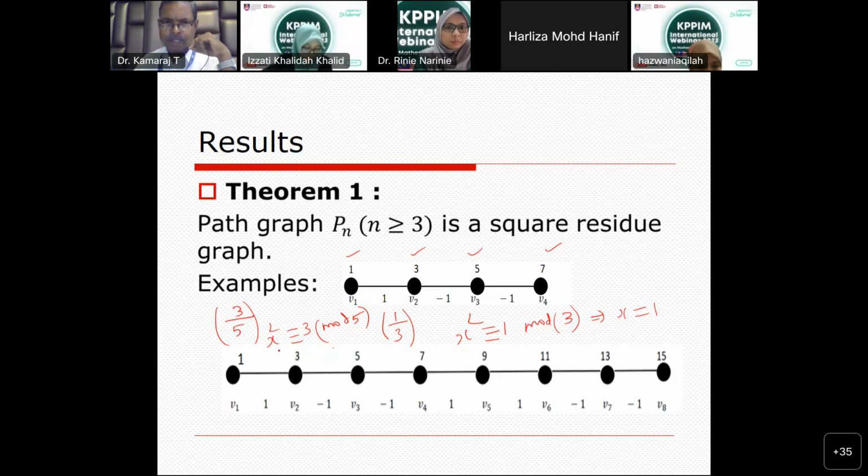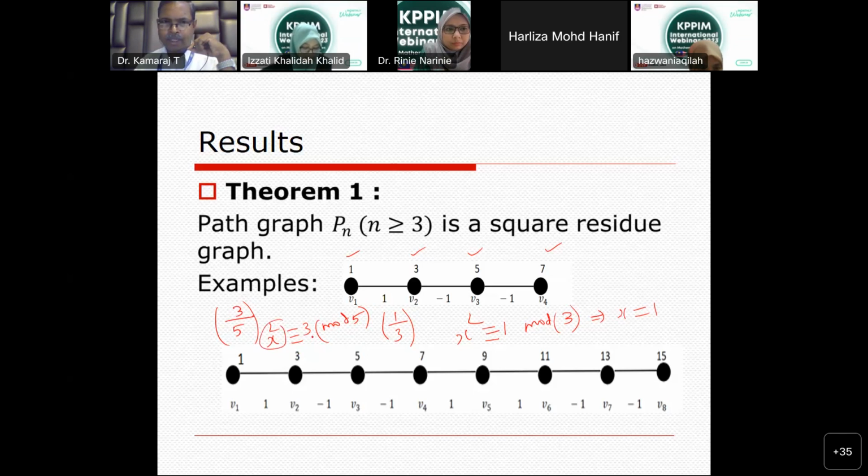I'll give one technique. You start with 1. Put x equal to 1. Is 1 square congruent with 3 under modulo 5? No. Next, put x equal to 2. 2 square is 4, and 4 under modulo 5 is 4. Then 3 square is 9, and 9 under modulo 5 is 4. And 4 square is 16, which under modulo 5 is 1. That's it. So we cannot have an x satisfying this equation.